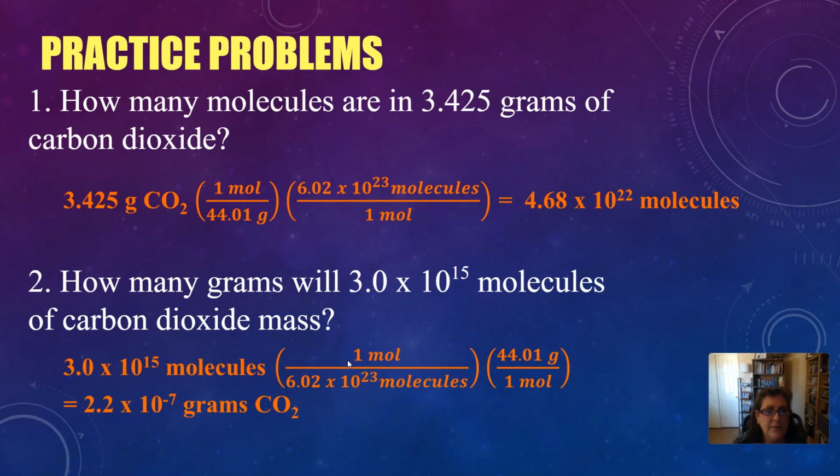3.0 times 10 to the 15 molecules times 1 mole over 6.02 times 10 to the 23rd molecules times 44.01 grams over 1 mole equals 2.2 times 10 to the minus 7th grams CO2. Molecules canceled out top to bottom, then moles canceled out top to bottom, giving us grams. The question was how many grams? So that's good. We got our grams.